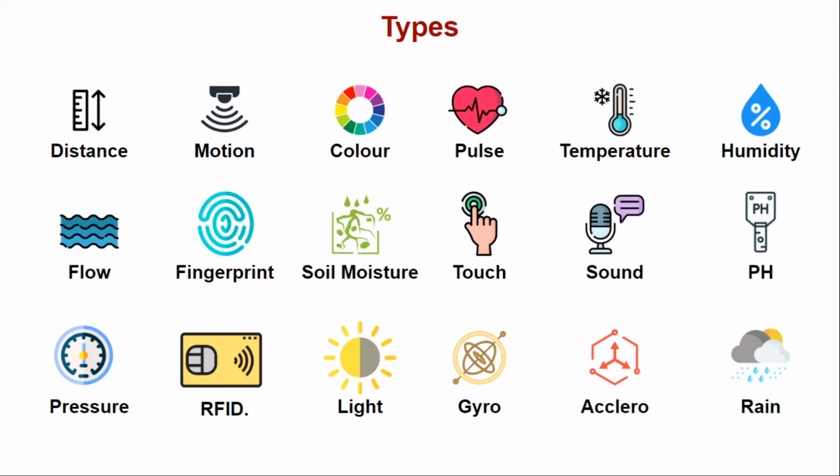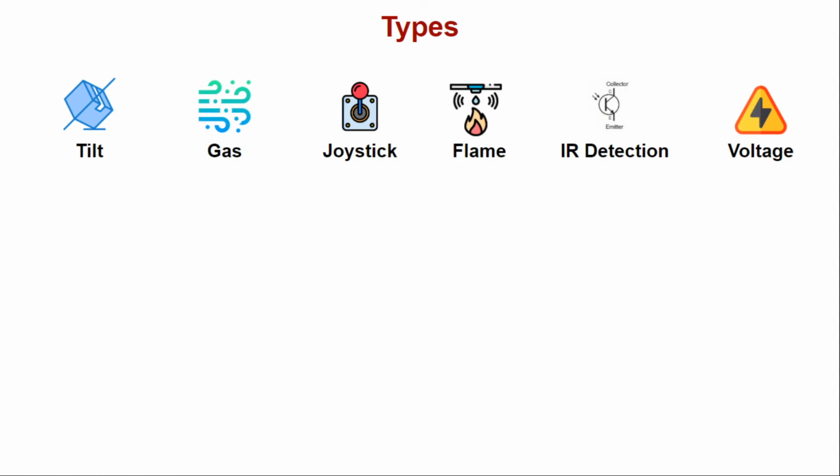Then we have some atmospheric sensor called rain sensor. These are the sensors which the Arduino family has. This is tilt sensor. So tilt, basically when you are having a vehicle and some accident happens, then how do you identify the vehicle has fallen? So we can use tilt sensor.